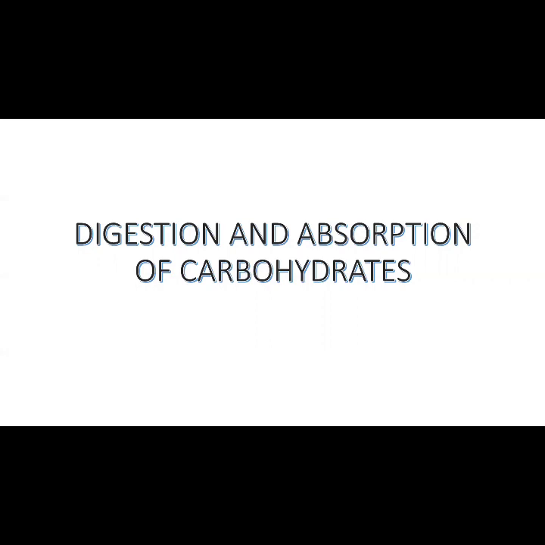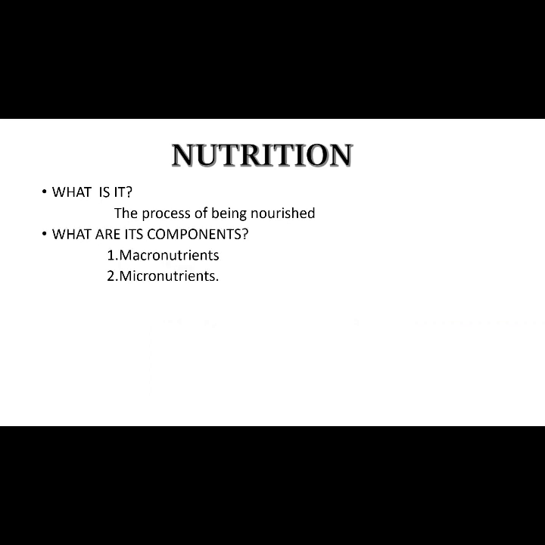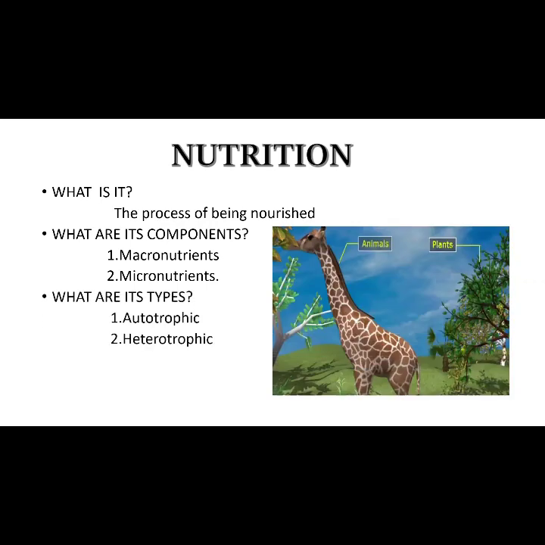Before going into this, we hear the word nutrition, nutritious, everywhere. So what is nutrition? Nutrition is nothing but the process of getting nourished. It has components like micro and macronutrients, and there are two main types: autotrophic nutrition and heterotrophic nutrition. Autotrophic organisms prepare food by themselves, and heterotrophs depend on autotrophs for food and all needs. This is the difference between autotrophs and heterotrophs.